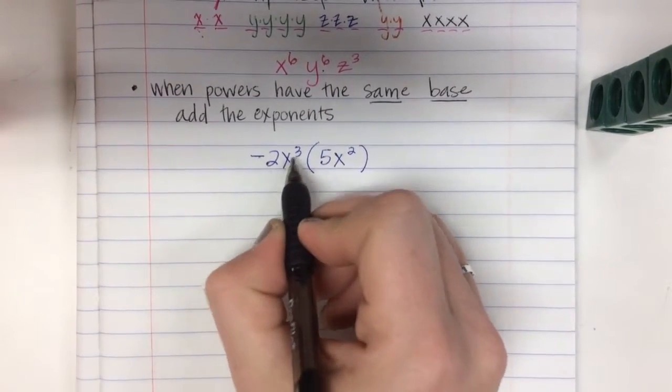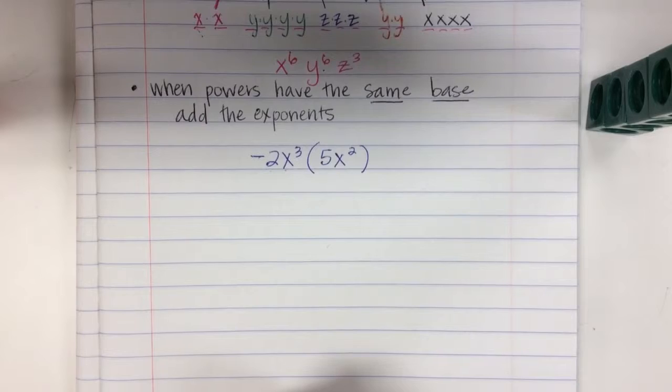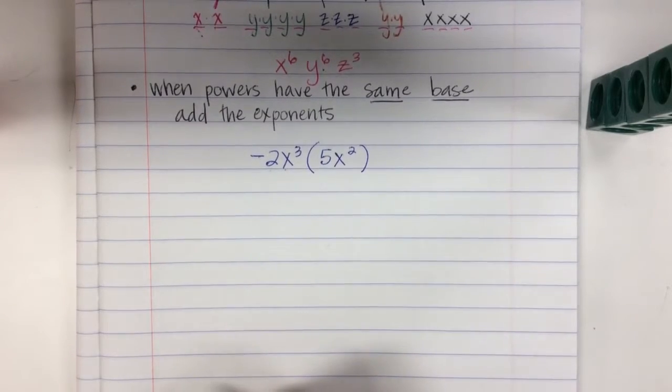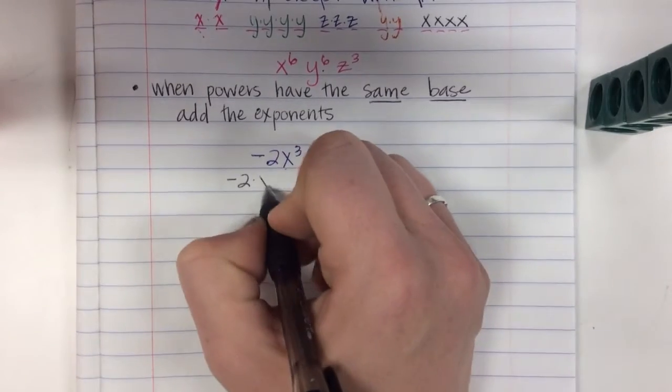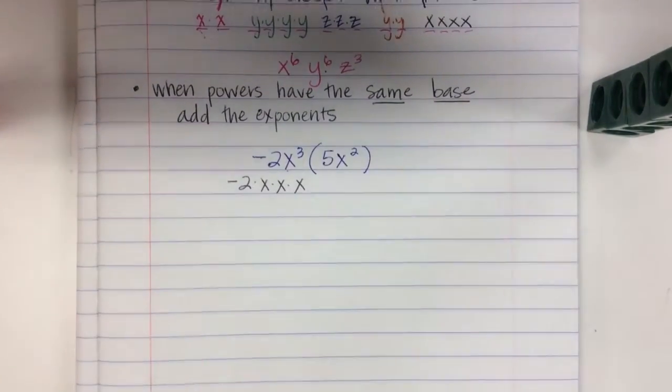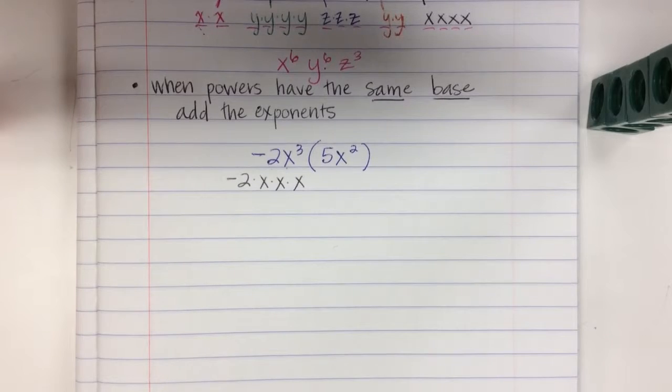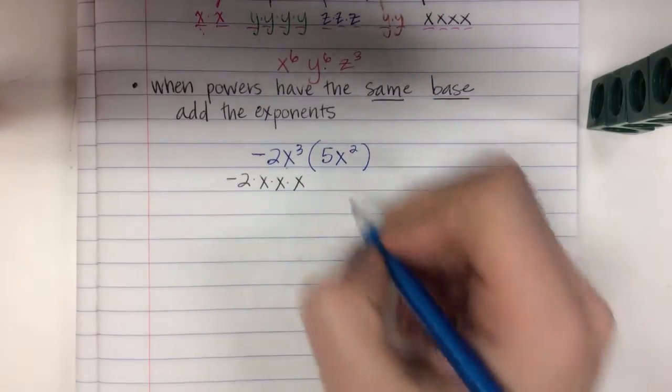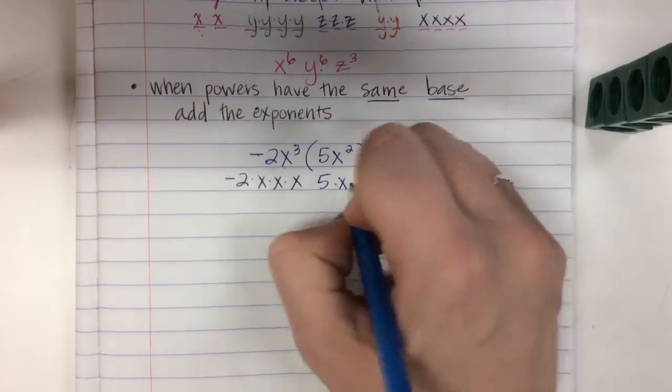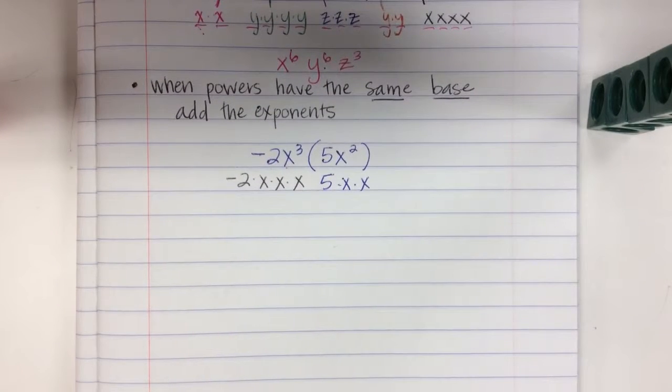What does negative 2x to the third look like? Audrey? Negative 2 times x times x times x. 3 x's. What does 5x squared look like? 5 times x times x. When in doubt, write it out. If I write it all the way out, okay, now I can find my answer.